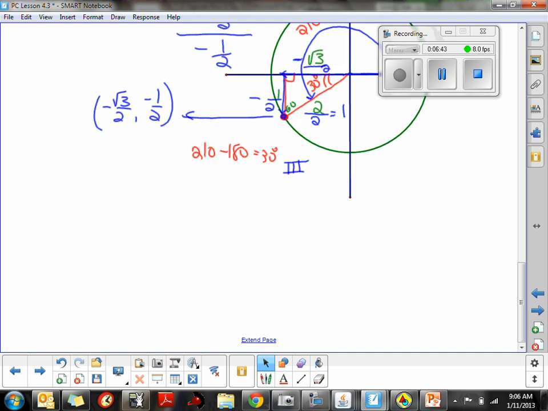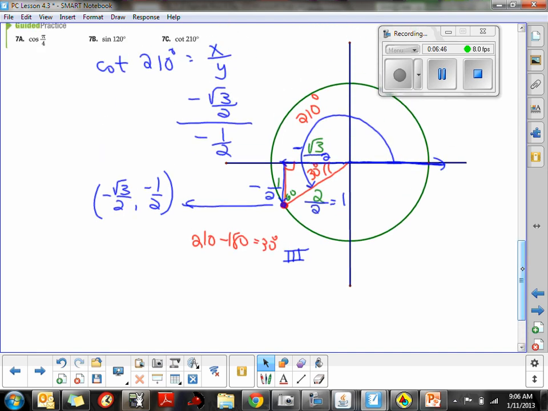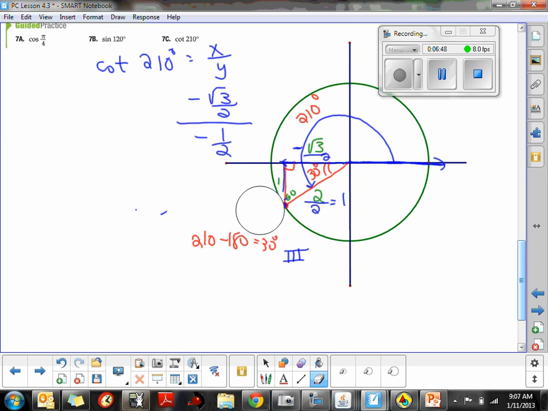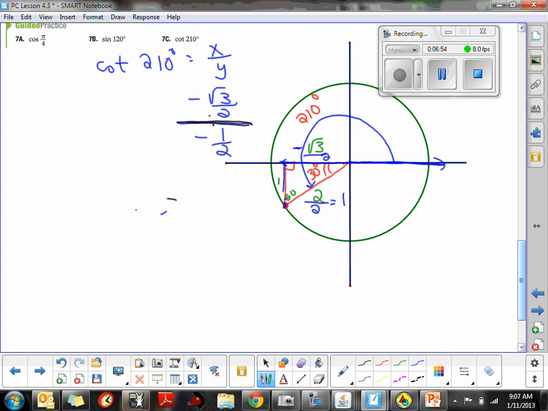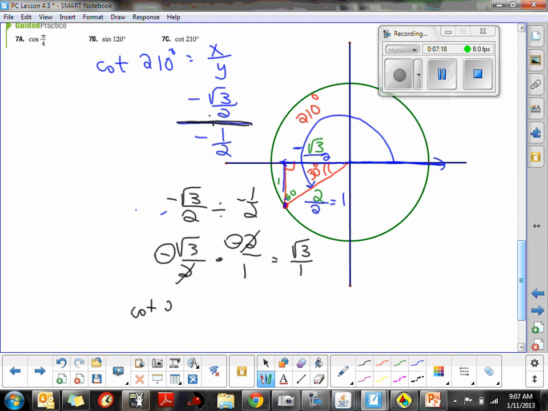To simplify a complex fraction, I'm going to clear out some space here. We're going to flip that bottom number, so it's dividing by, so if you can think of it as negative square root of 3 over 2 divided by negative 1/2, and then that's a negative square root of 3 over 2, then times the reciprocal, which will be a negative 2 over 1, which means the 2's will reduce, and negative times negative is positive, so we'll have a positive square root of 3 over 1, or simply square root of 3. So the cotangent of 210 degrees is equal to the square root of 3.